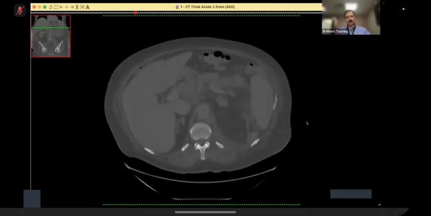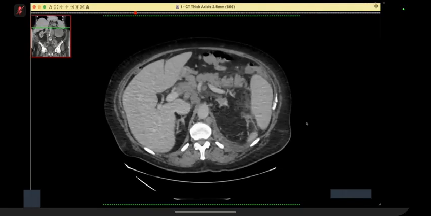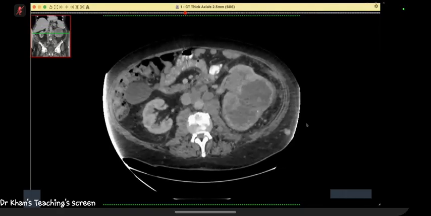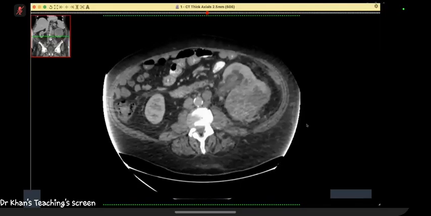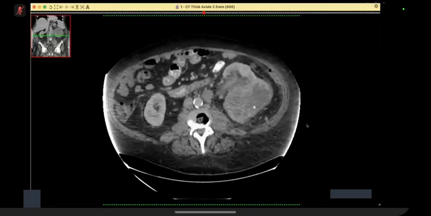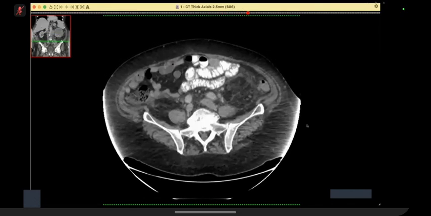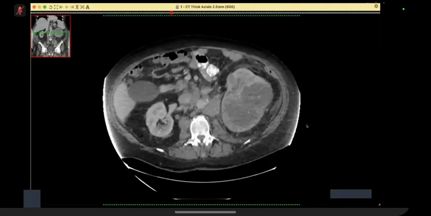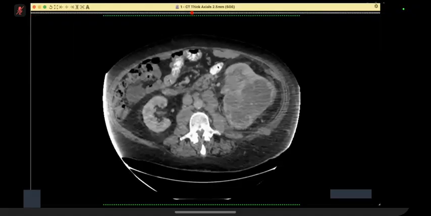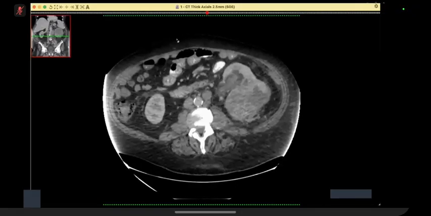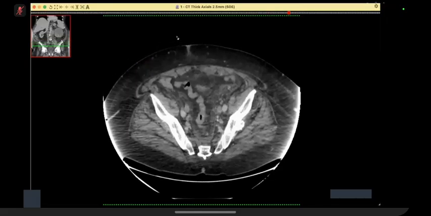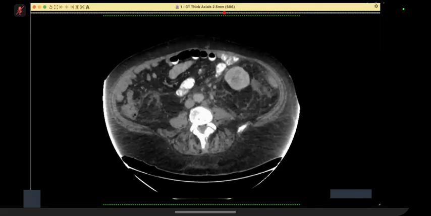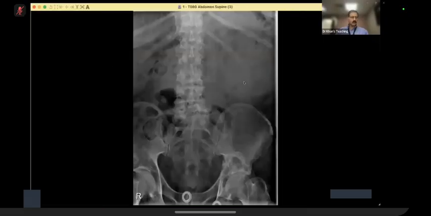Conclusion here: this is maybe a metastasis of the renal. This is not hydronephrosis, this is a lesion in the kidney. This is maybe RCC with metastatic bone disease. And also there is a nodule in the lung, and also subcutaneous nodules, I think.